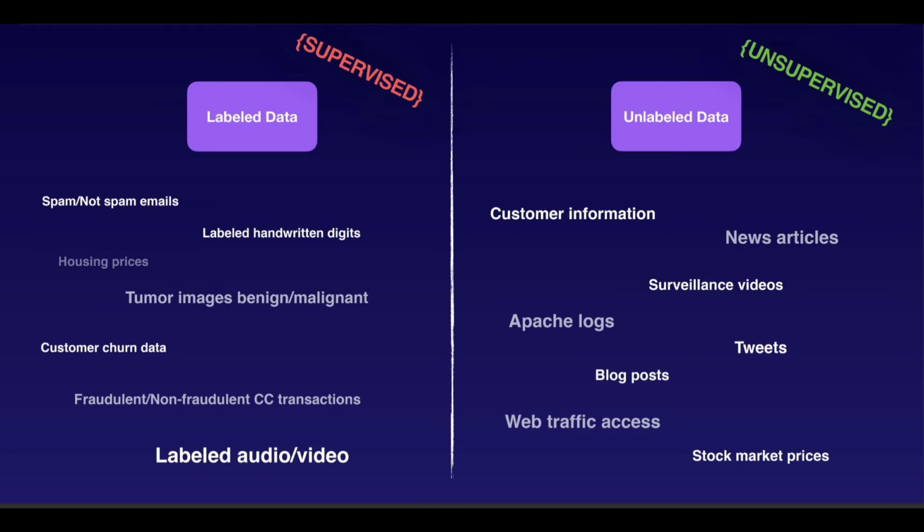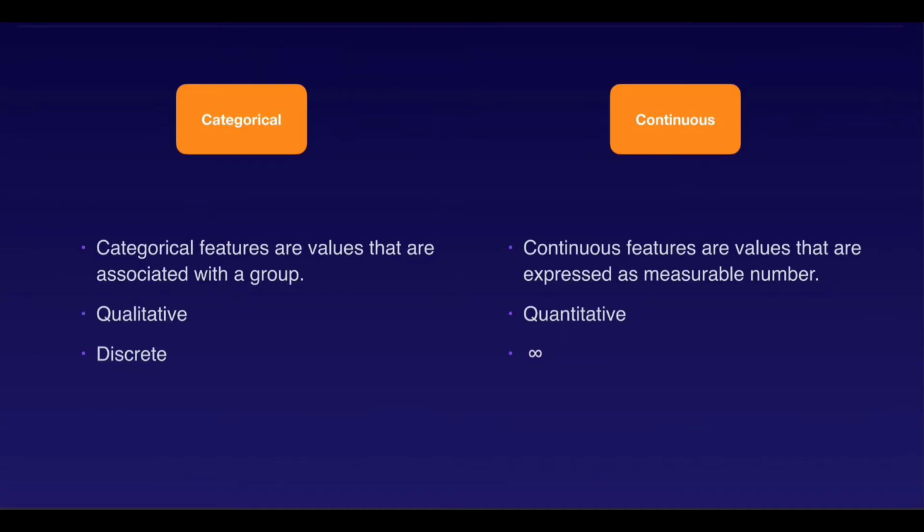Now, we can have features within our data that can be described as categorical data. Categorical features are values that are associated with a group. So, these values are qualitative and they are discrete, meaning they can only fit into a finite group of values. And continuous data or continuous features are values that are expressed as a measurable number. And these values are quantitative.